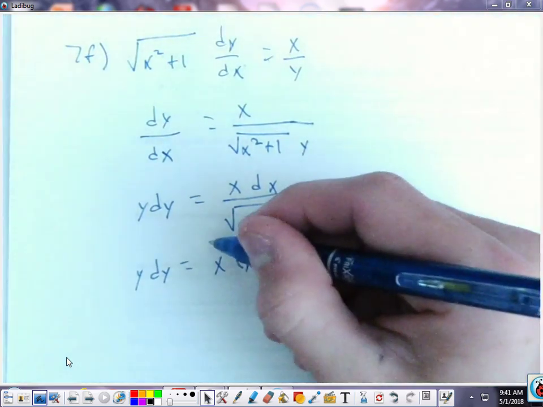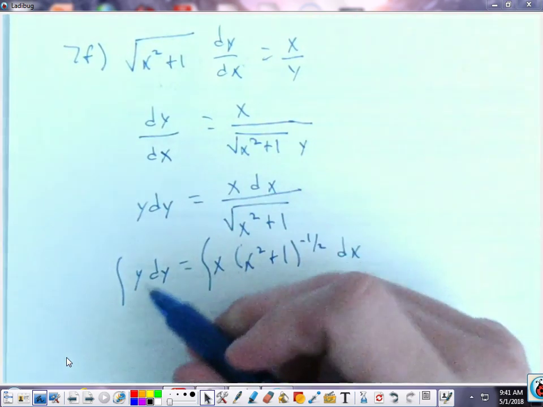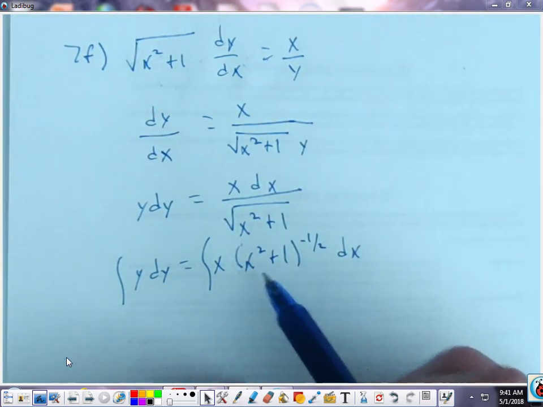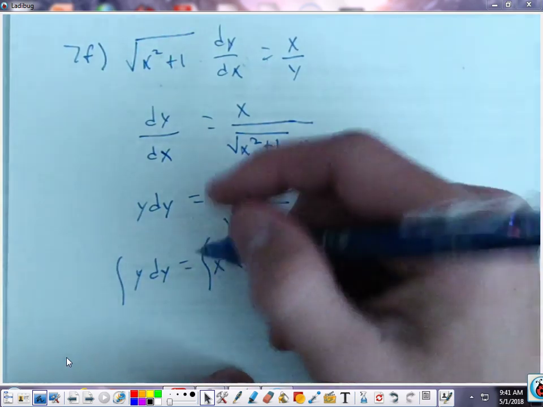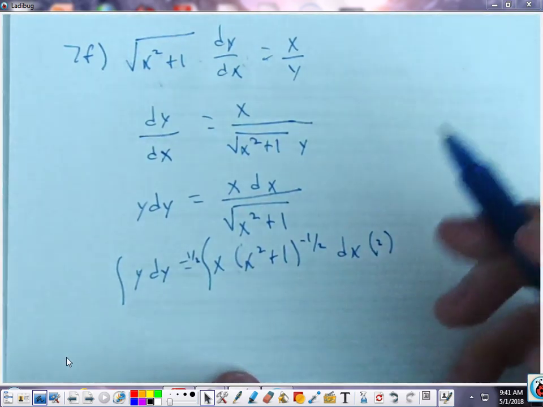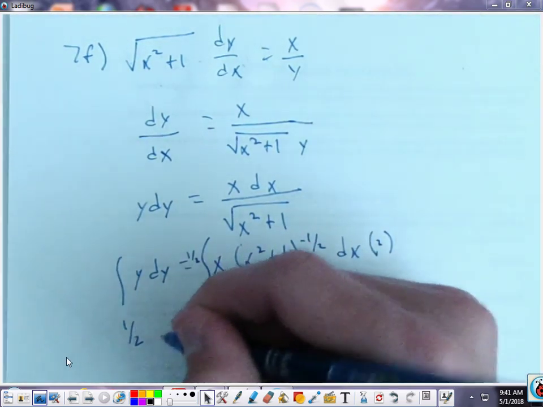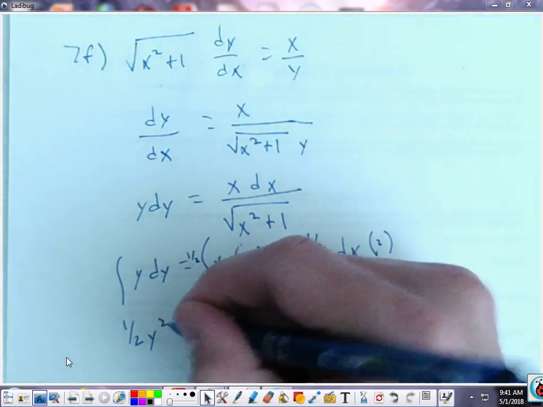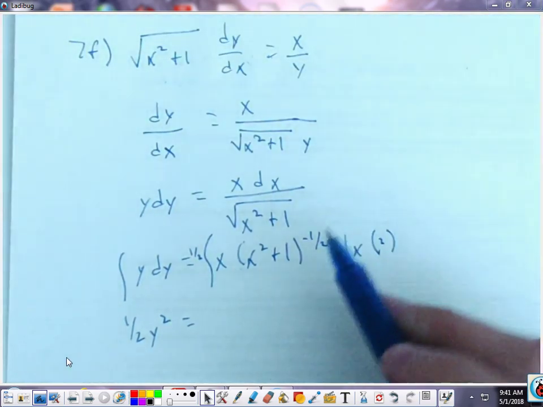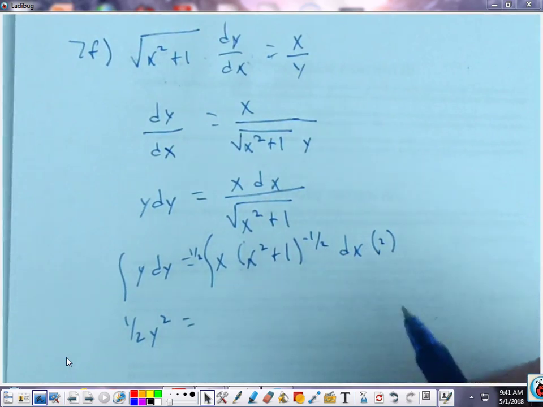And then from here you just integrate both sides. So this one is easy. This one's a little trickier because you have to do the derivative of the inside, which is 2x, so you have to multiply times 1/2 on the outside and 2 on the inside. So you end up with 1/2 y squared equals, and then you would add 1 to this exponent.